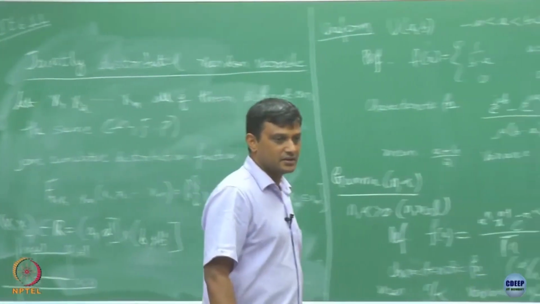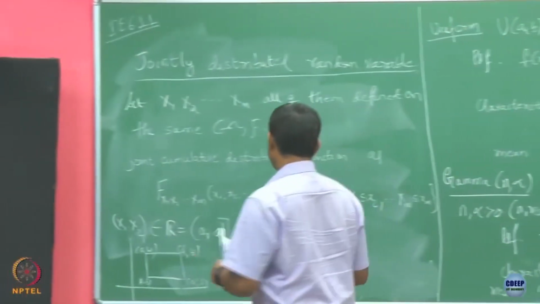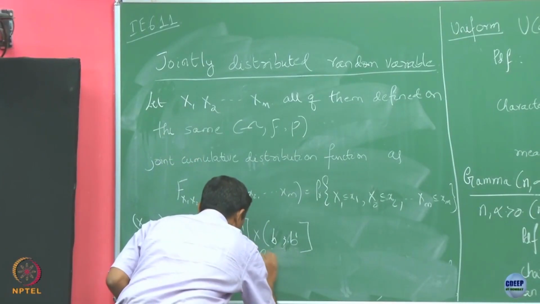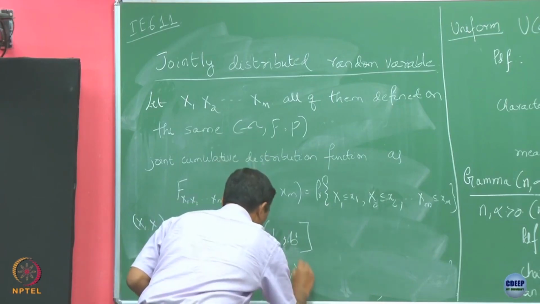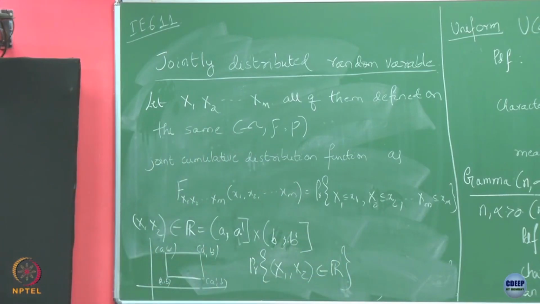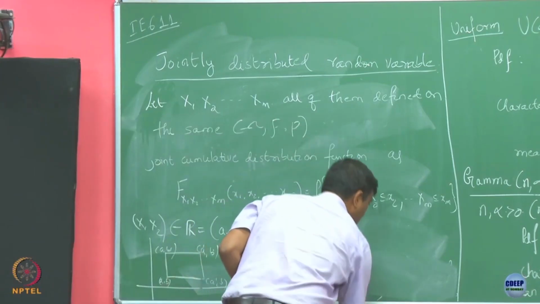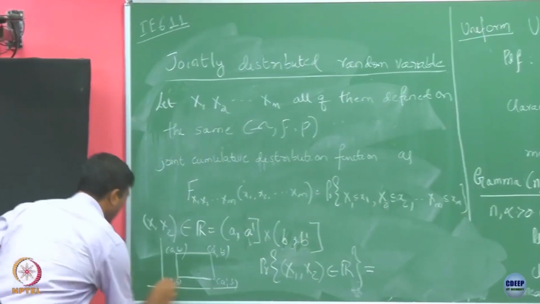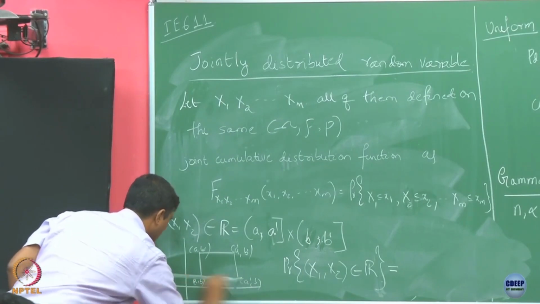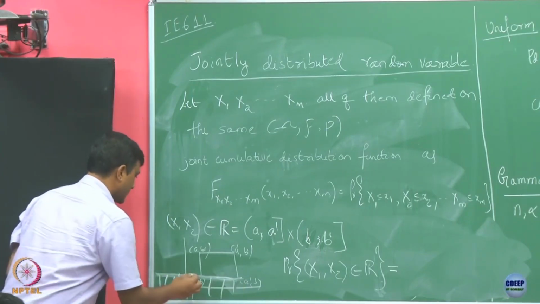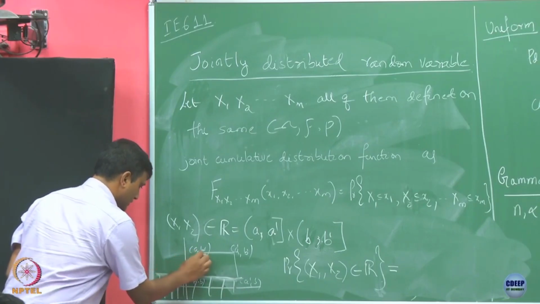So how are you going to find that? One possibility I can think of: if I want to find the probability that x1, x2 belong to R, what I can do is look for the probability that they take values below this, and then look for the value taken below this region.